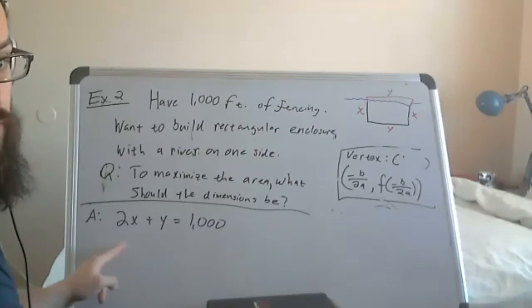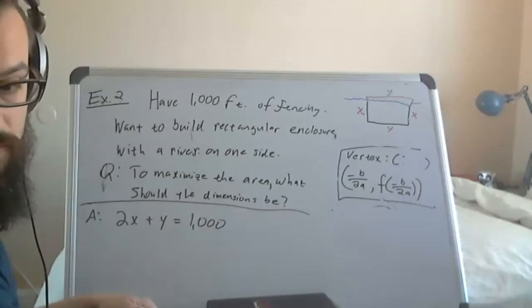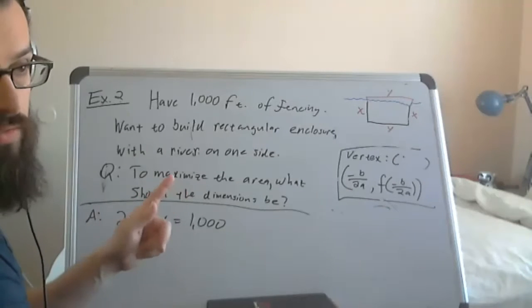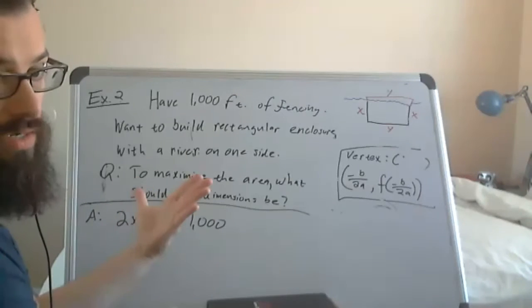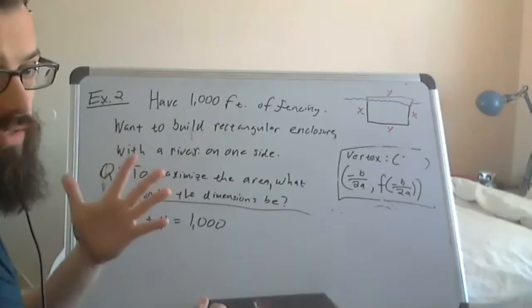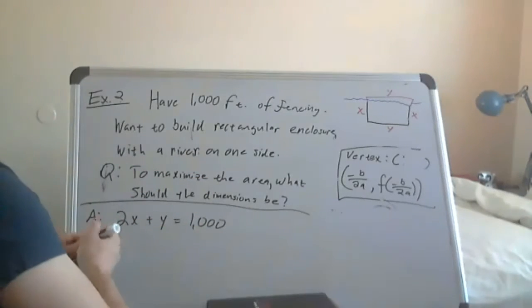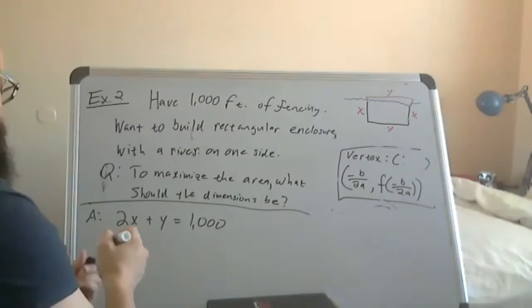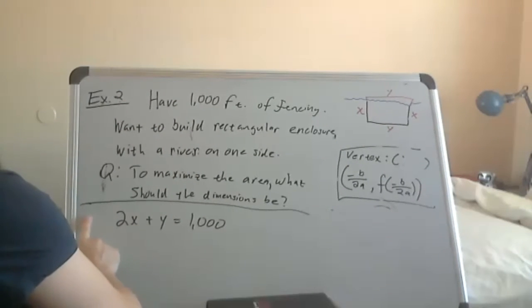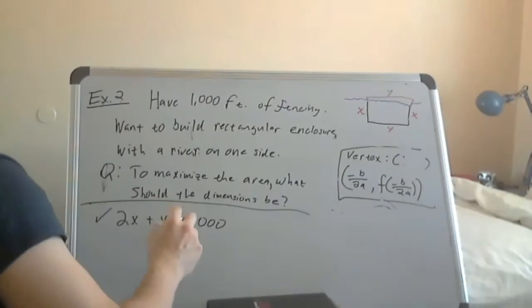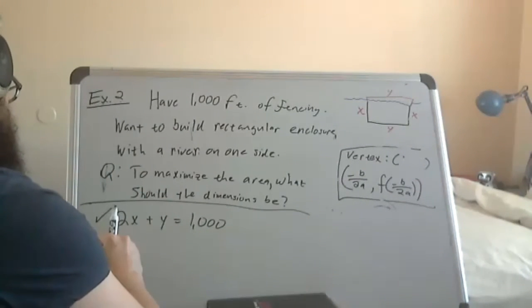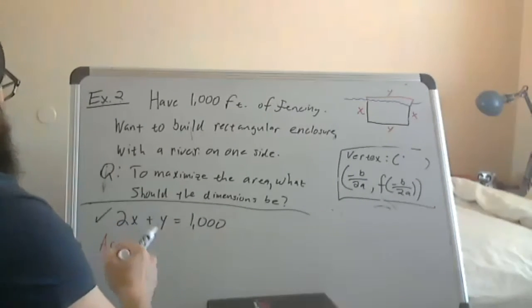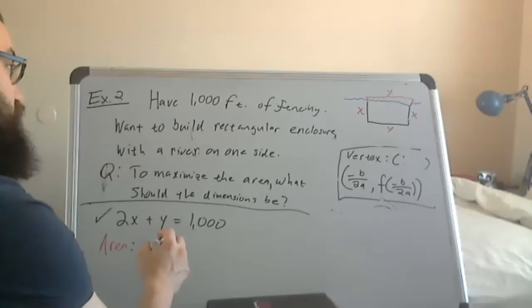So we have this information right here: 2x plus y equals 1,000. But what we want to maximize is the area. The area inside is what we care about. This is what we want to maximize. But our area looks like this.